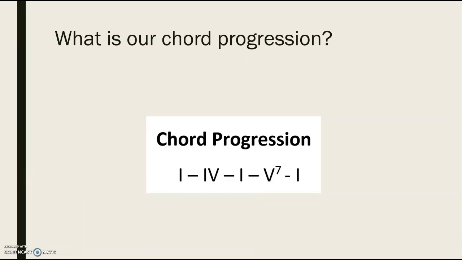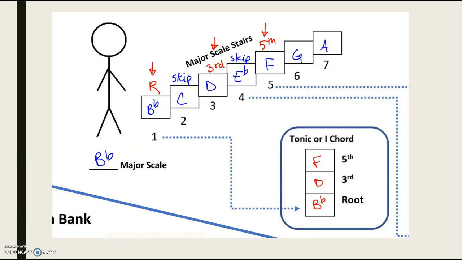Alright, so what is our chord progression? Chord progression is what chords are going to move, the harmony moves from within the piece. So it's going to start at 1, go to 4, return to 1, then go to 5, 7, and come back to 1. So let's get the notes for the chord progression.